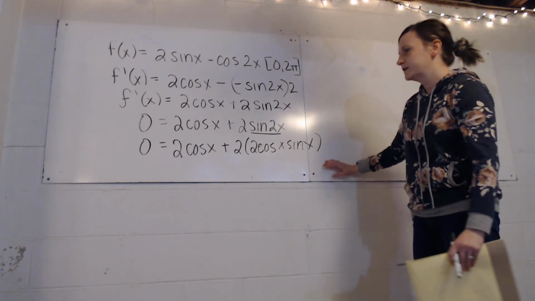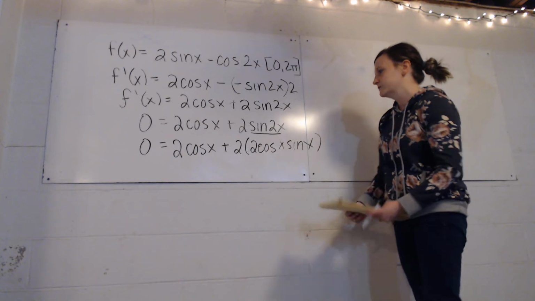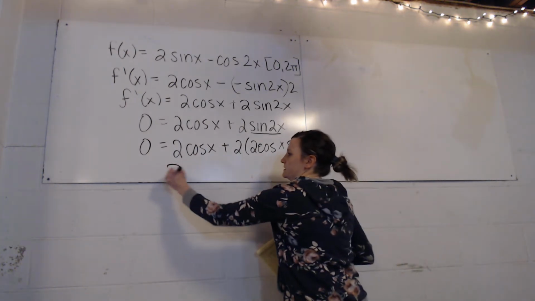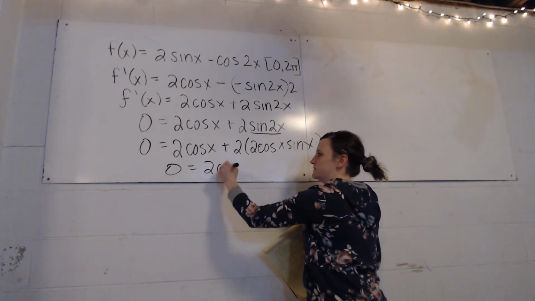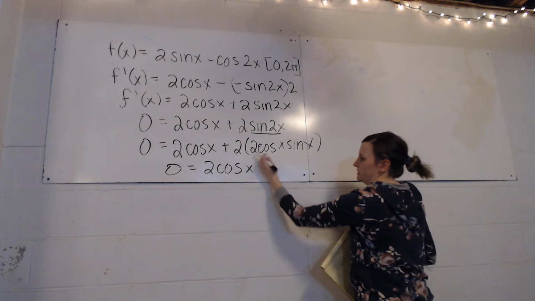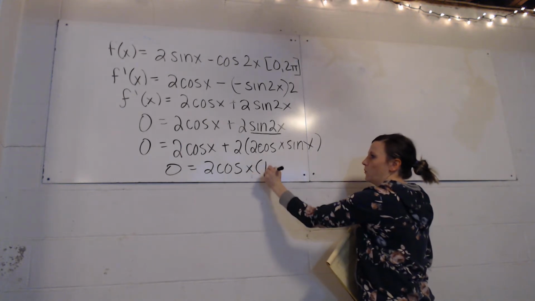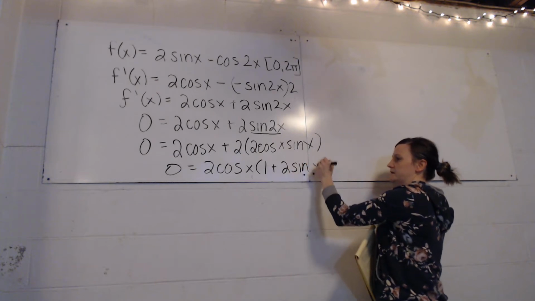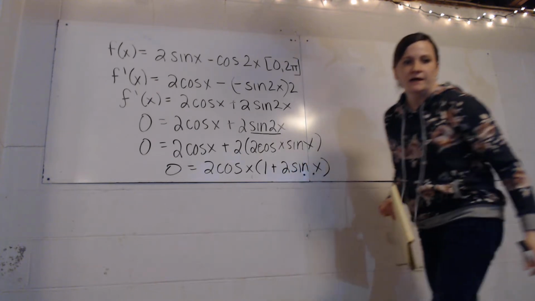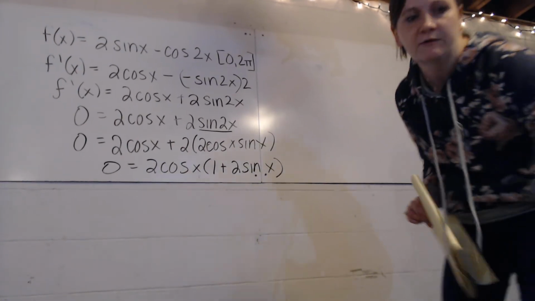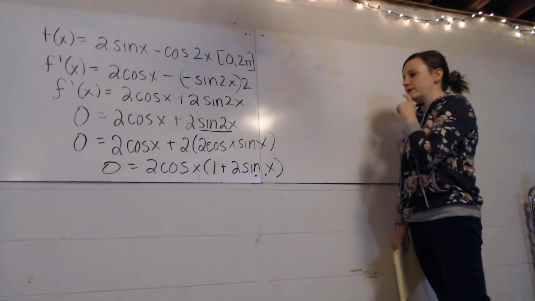And so when I take a look at this, I see that I can factor out a cosine of x. So I can say, okay, 0 is equal to 2 times the cosine of x times 1 plus 2 times the sine of x, right? And so then I want to solve this. Oops, I'm going to scoot it over so we have a little bit more room.